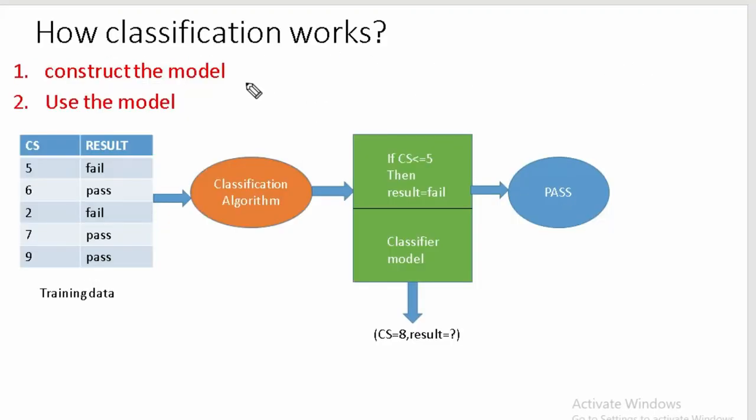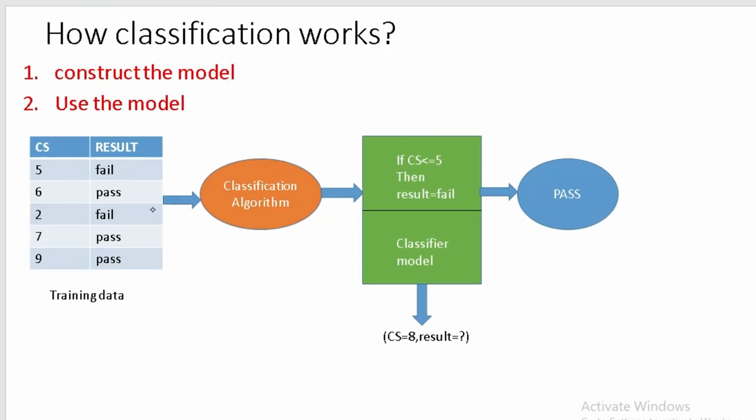Now let us check out how classification works. Classification works in two simple steps. First is construct the model. Second one, use the model. Suppose you are given the training data. So in the training data, the CS marks are given as 5, 6, 2, 7, 9. And the result is being displayed here, that is the label.